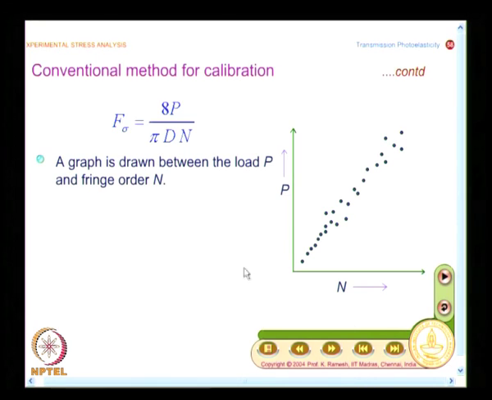And what I have here is the very famous expression, and the thickness of the model does not come into the final form of the expression. You find out the fringe order n, and you know the load that is applied, you know the geometric parameter of the disk. So, I can find out f sigma.